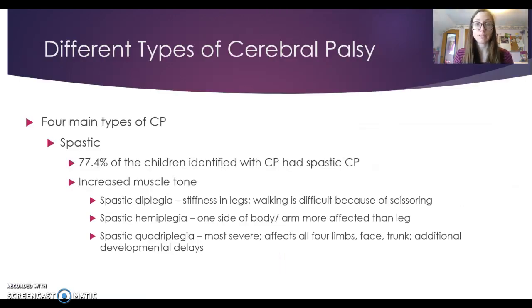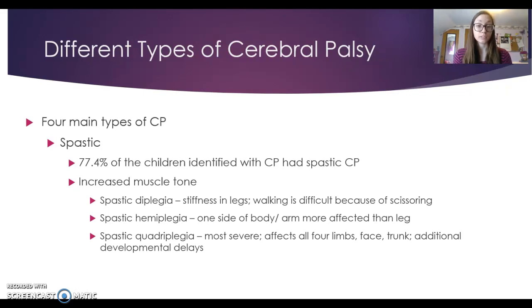There are 4 main types of cerebral palsy. The first one is spastic CP, and about 77.4% of children diagnosed with CP have spastic CP. This is defined as increased muscle tone, or muscle tightness is another way to phrase that. There are 3 types of spastic CP.